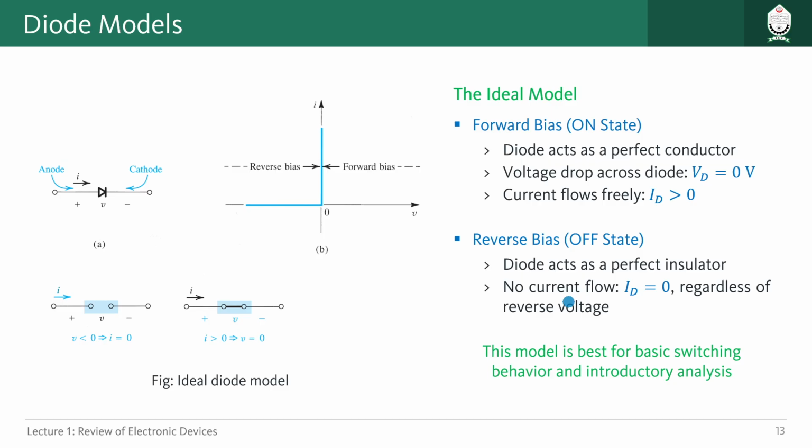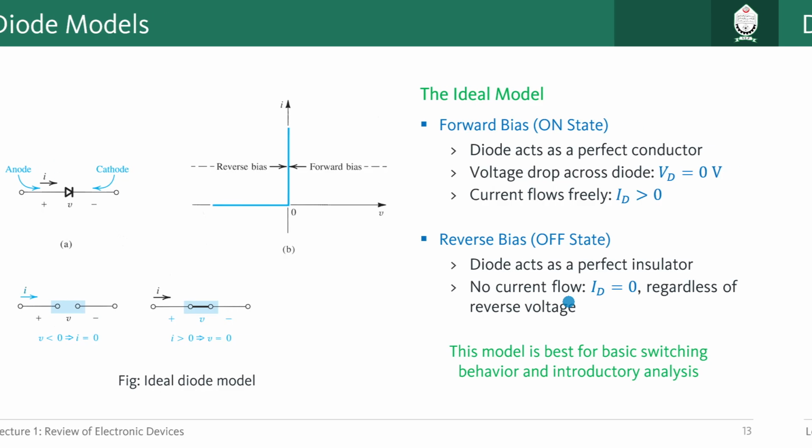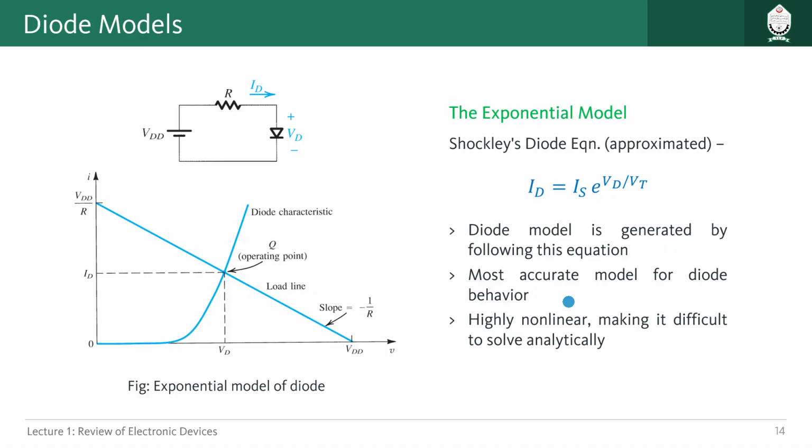This model is very easy to calculate and very helpful for understanding the basic behavior of a diode, but it will never give us the actual value of voltage VD and the actual value of current ID going through the diode for a particular case. It gives a rough assumption that makes our calculations easier, but this model is not very accurate.